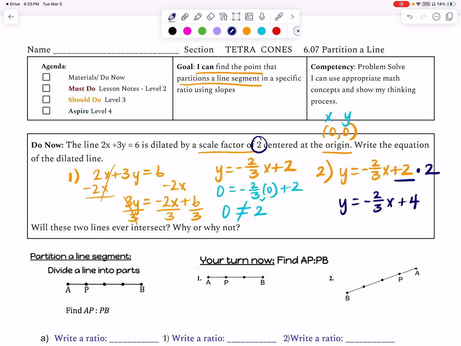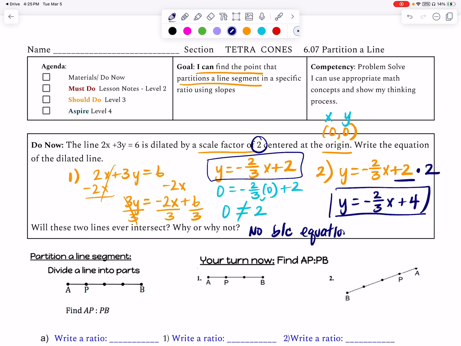Now, we wrote our equation. Will these two lines intersect? The original equation and our new equation. What do you notice about the slope? They are the same. So no, because equations with the same slope are parallel. So parallel lines never intersect. Pause if you need more time, and play once you're ready to move on.